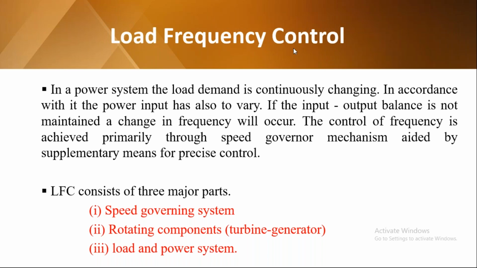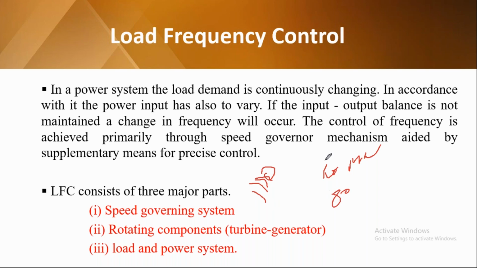And within a short time period, how can we control those load changes? We have three different major parts: speed governing system, rotating components, and load power system. And one more thing, according to the demand, the power input also changes. Why? Suppose our power demand is 100 megawatts. Let me take a hydro power plant generating 100 megawatts. The dam should open 3 gates or 4 gates. Now, the load is reduced to 80 megawatts. What do we have to do? We have to shut down one of the gates.